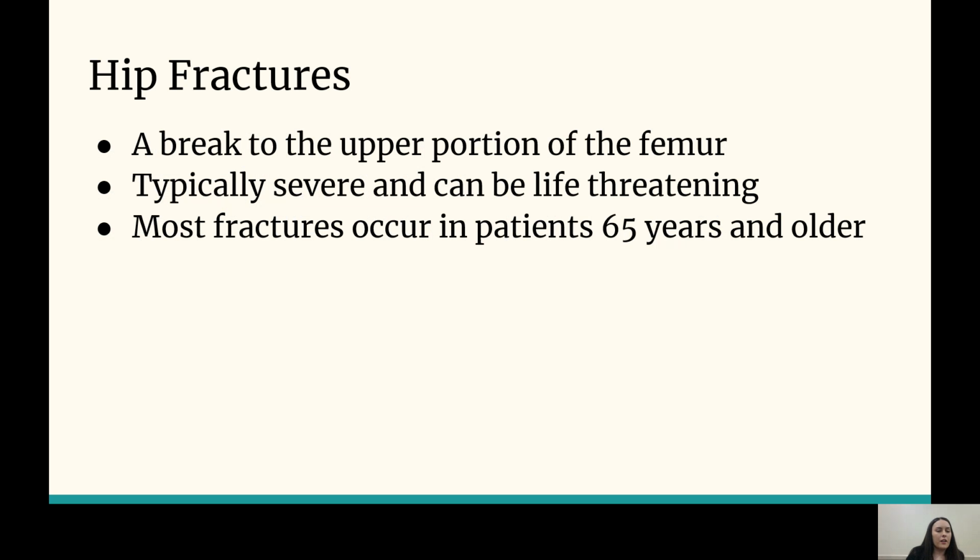So to start off, what is a hip fracture? Basically, it is a break to the upper portion of the femur. This can be life-threatening. It can be very severe. It just depends on the type, which we will go over throughout this. And also, most of these fractures do occur in patients that are 65 and older.